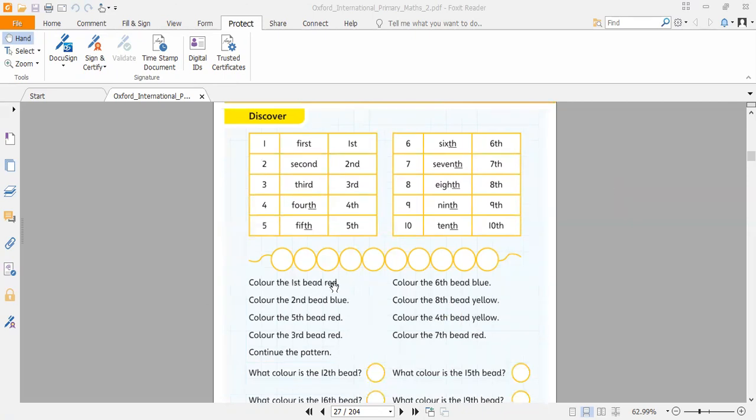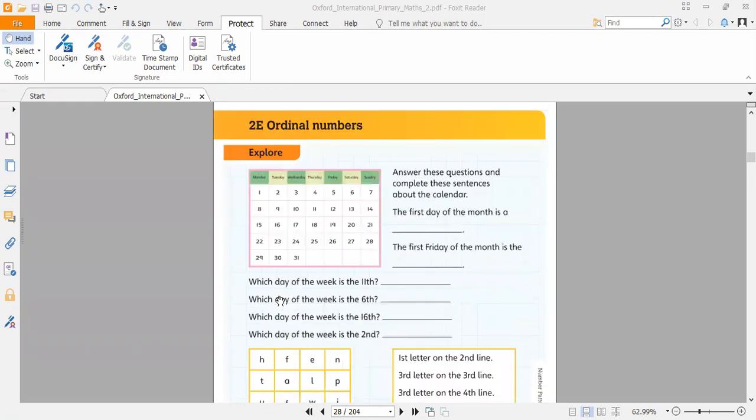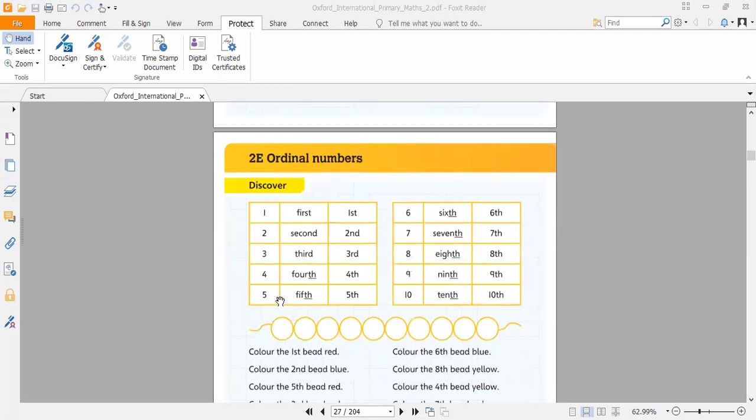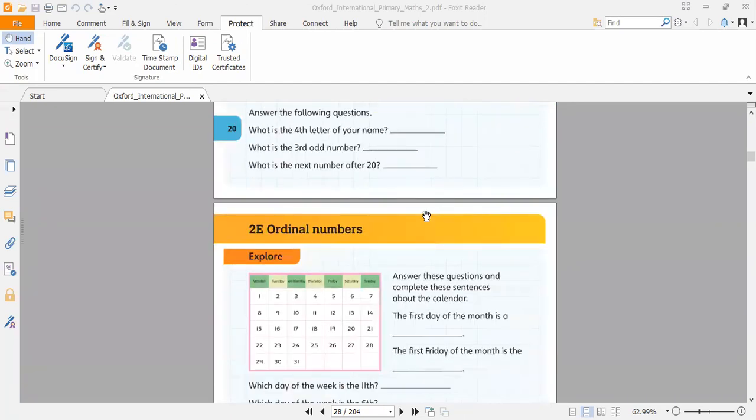So color the first beat. Which is the first beat? This one. Color the second beat, this one, the fifth beat, this one, and so on. So this is the coloring game, and you can do it on your own. Then read the ordinal numbers, answer these questions and complete these questions about the calendar.